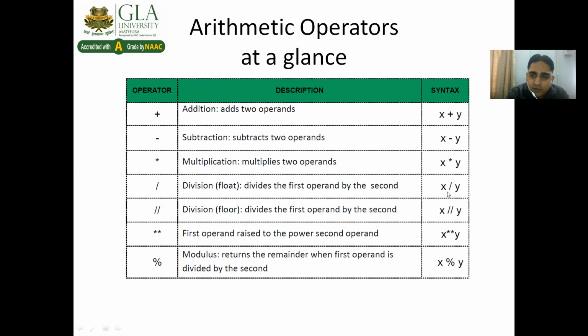This is division, which gives you the division up to the decimal places, the values after the point. But this is floor division. It gives you the integer part only, so it gives you the quotient only. It does not go for further division when the remainder is less than the divisor. And this is the exponentiation operator. It gives you the value of x to the power y. Both of them can be positive numbers, negative numbers, decimal numbers, and so on. And this modulus operator returns the remainder when the first operand is divided by the second.